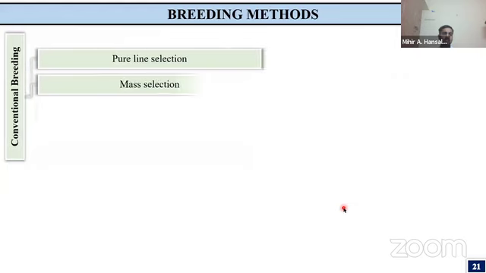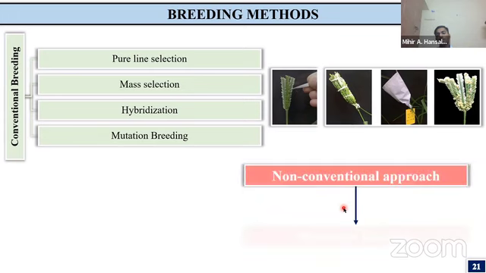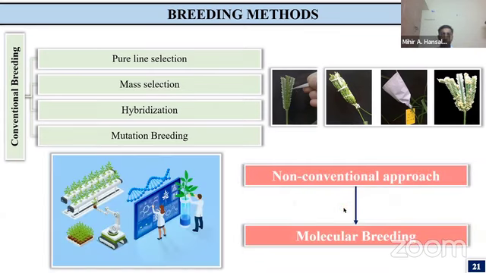Breeding methods of finger millet are pure line selection, mass selection, hybridization, and mutation breeding. These are all conventional breeding, and non-conventional approaches like molecular breeding are also used.